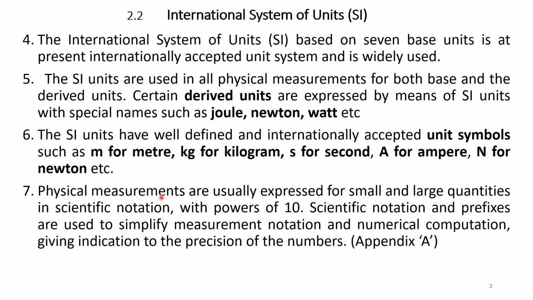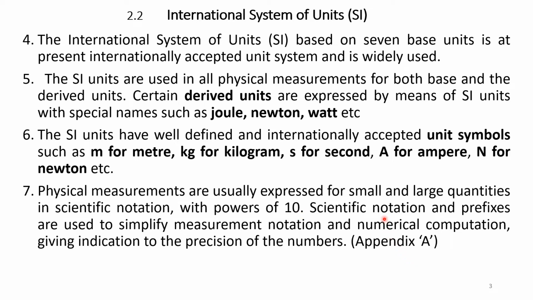Physical measurements are usually expressed for small and large quantities in scientific notation with powers of 10. So we use multiplier as 10, and whenever smaller quantities are there, the power or exponent is indicated with minus. And when large quantities are there, the power is plus. A list of these powers is given in appendix A in subsequent slide.